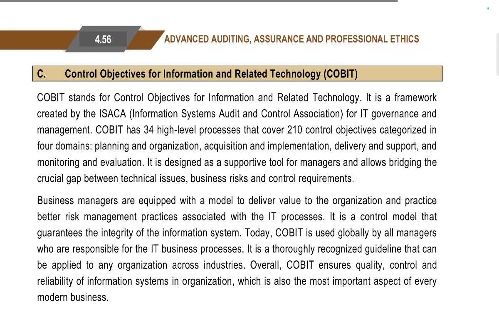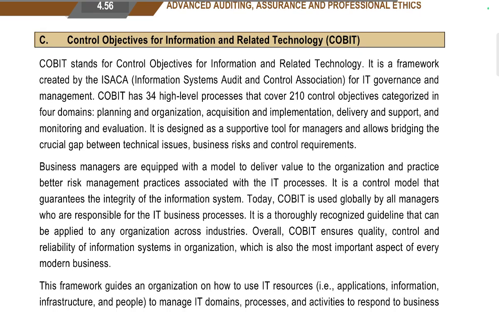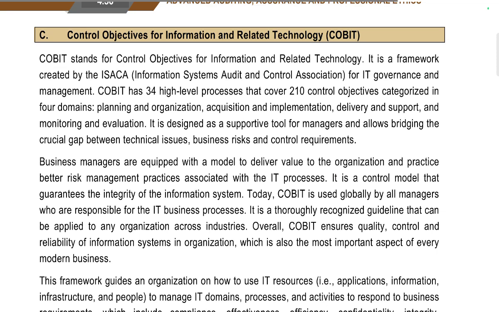Control Objectives for Information and Related Technology, COBIT. COBIT stands for Control Objectives for Information and Related Technology. It is a framework created by ISACA, the Information Systems Audit and Control Association, for IT governance and management. COBIT has 34 high-level processes, with about 210 control objectives categorized into four domains: planning and organization, acquisition and implementation, delivery and support, and monitoring and evaluation.